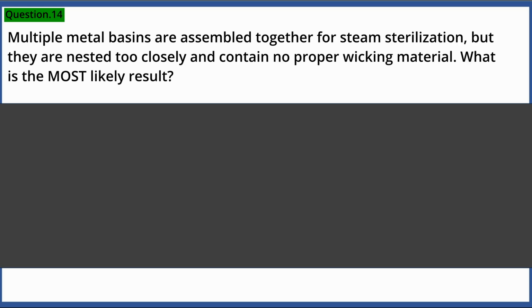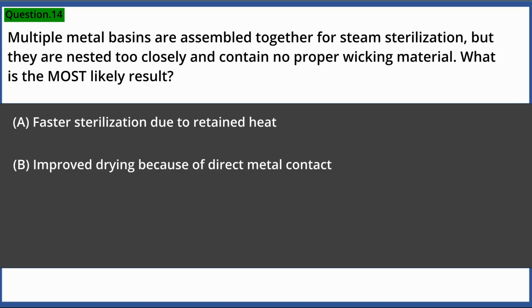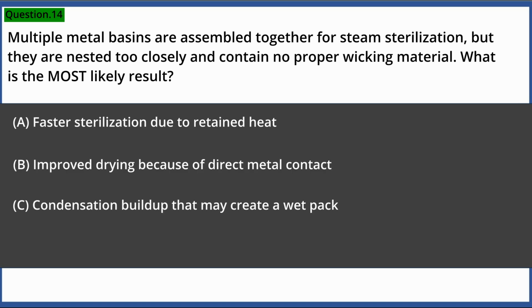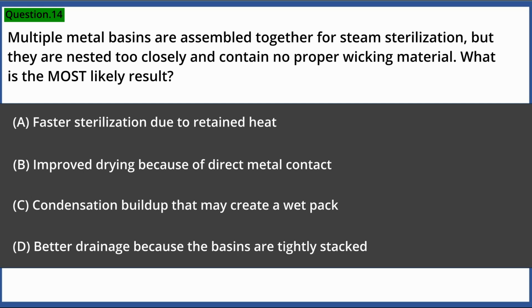Multiple metal basins are assembled together for steam sterilization, but they are nested too closely and contain no proper wicking material. What is the most likely result? A. Faster sterilization due to retained heat. B. Improved drying because of direct metal contact. C. Condensation buildup that may create a wet pack. D. Better drainage because the basins are tightly stacked. Answer: C. Condensation buildup that may create a wet pack.